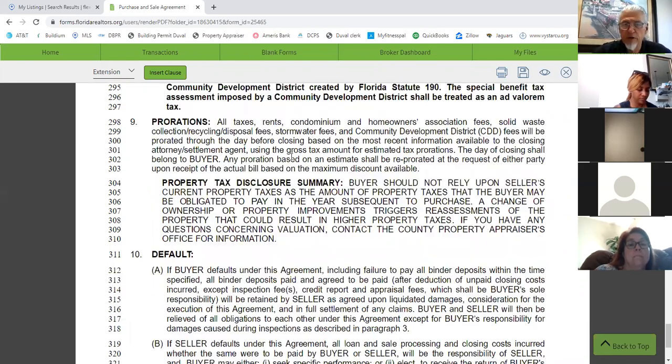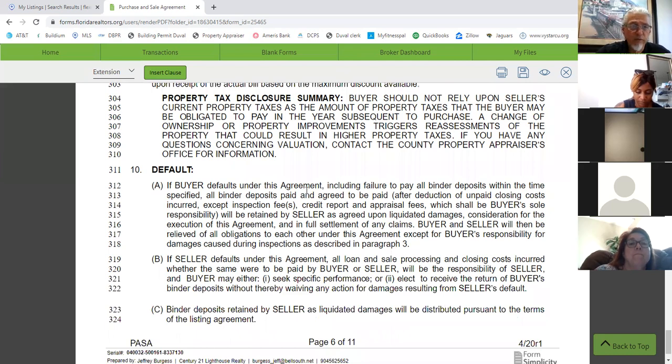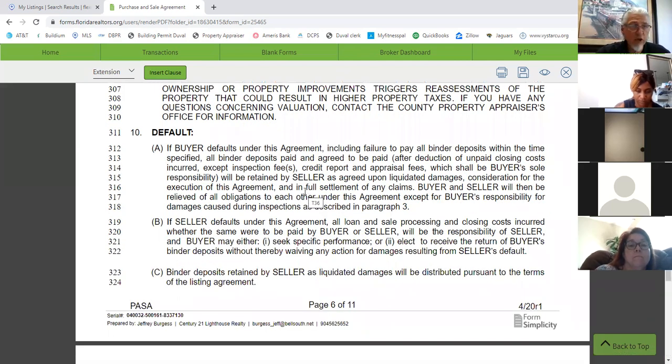Does everybody understand proration? They're prorated as of the day of closing. Who does the day of closing belong to, the buyer or the seller? Everybody knows that, it belongs to the buyer. So the seller pays all things prorated up to the day before closing. The day of closing belongs to the buyer. Now, this one's dicey. Defaults. Are we still good? Everybody good? I lost a couple of people.